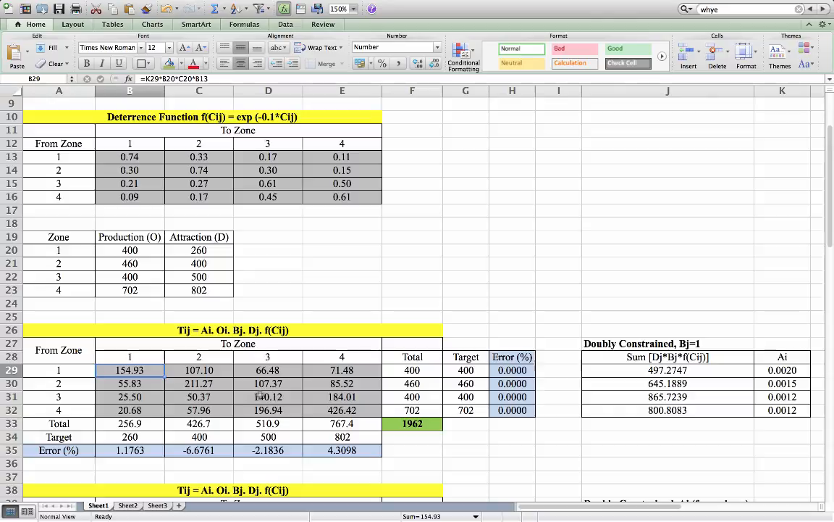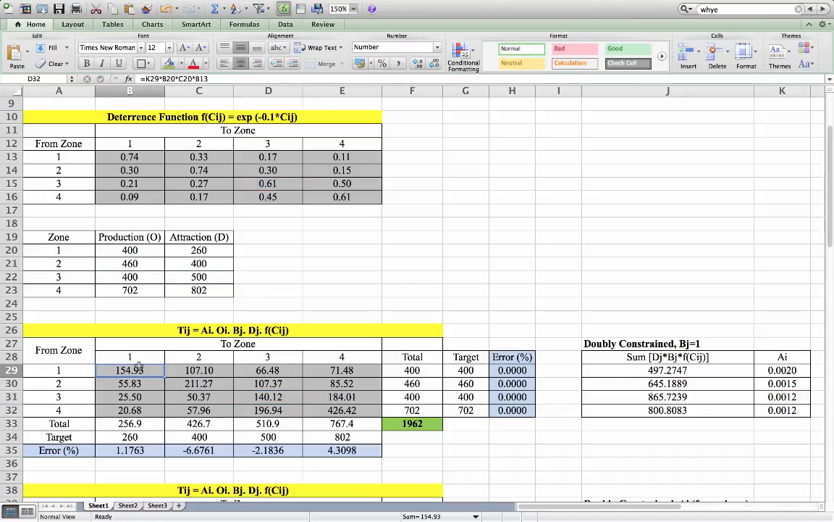If I go into another cell for another example, let's have a look at this. This cell will be calculated as A3, which is 0.0012, multiplied by Oi, which is O3, multiplied by 400, multiplied by Bj, which is assumed to be 1 in the first iteration, multiplied by Dj, which is D3, 500, multiplied by f(Cij), which comes from this table.